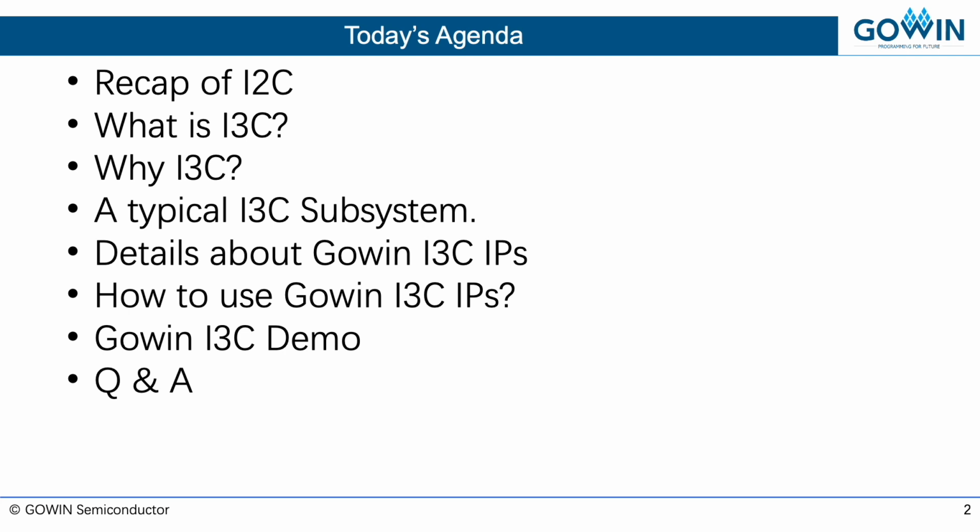Then I'll present 3 GOWIN I3C IPs and discuss their main features. Next, I'll show you how you can configure and instantiate an I3C IP from GOWIN in your design using the IP code generator in the GOWIN EDA tool. That will be followed by a demo of GOWIN I3C IP. And lastly, I'll be answering your questions in the Q&A session before concluding this webinar.